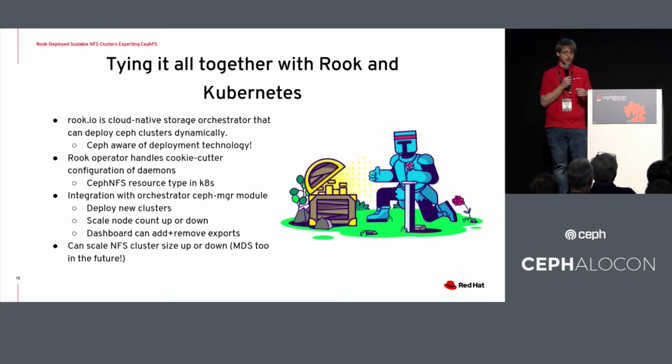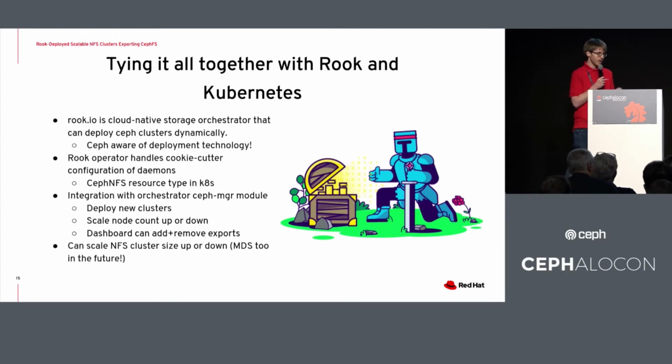So this is where Rook and Kubernetes come in. Rook and Kubernetes are a direction that Ceph was already heading in, and luckily Kubernetes also deals with the issue of IP migration for us during failover, and so it made it an attractive platform to target for this work. As you may have seen in other talks, Rook is a cloud-native storage orchestrator. It's an operator that runs within Kubernetes and manages your Ceph cluster, sets up the cluster, and manages it through its lifetime.